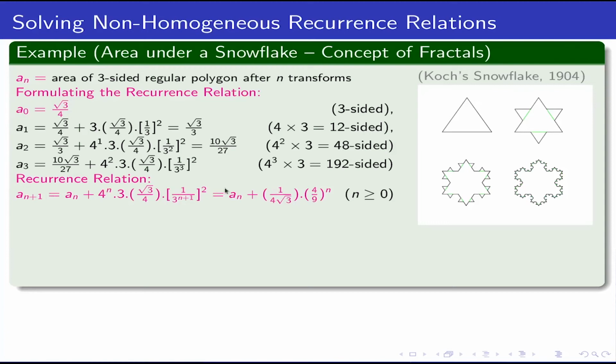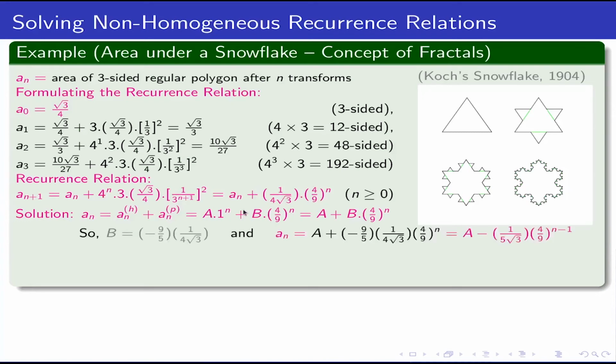Again, this is now a linear first order recurrence, non-homogeneous. It's non-homogeneous because the function is not equal to 0. We need the homogeneous part solution and the particular part solution. The homogeneous part just says An plus 1 equals An, which gives me a into 1 to the power n. The particular part says some constant into 4/9 to the power n, let's say b into 4/9 to the power n. Now how do I find b? Just put this in An plus 1 equals An plus this. When I put this, I get b equal to this.